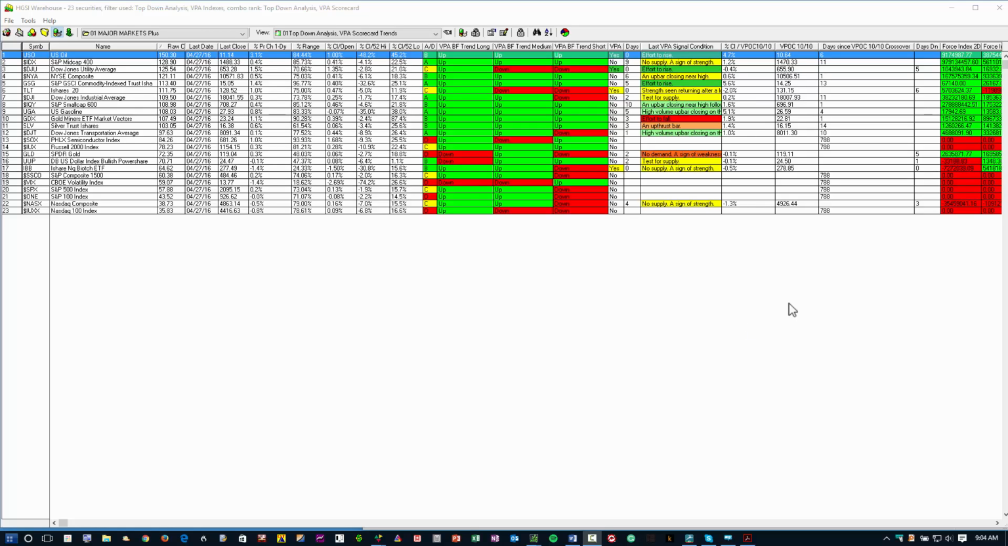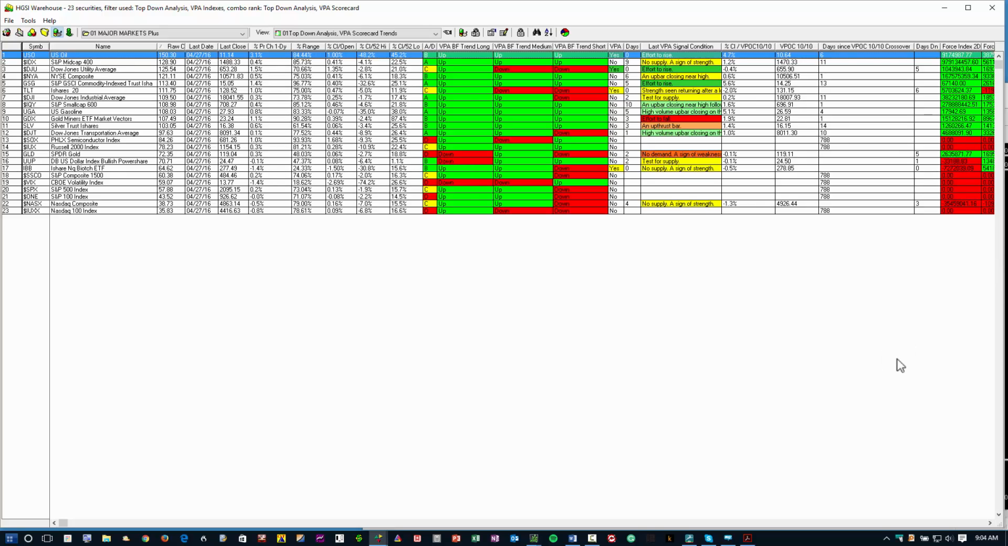I want to introduce some new fields that are going to be in the beta. It's currently beta, which I have. It won't be beta when you get it. And these fields are based upon the volume point of control.